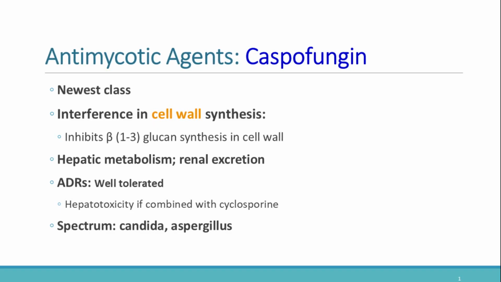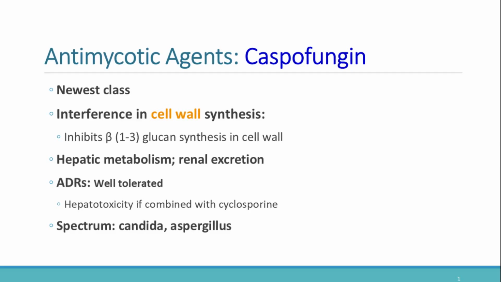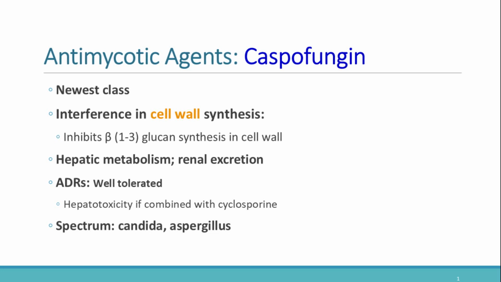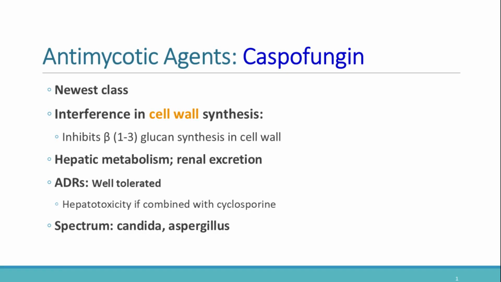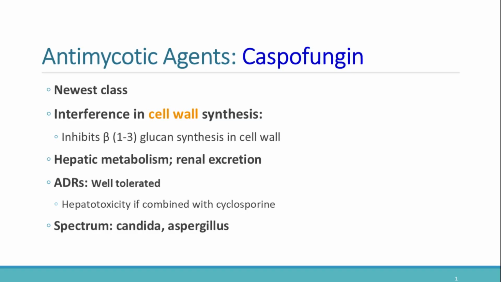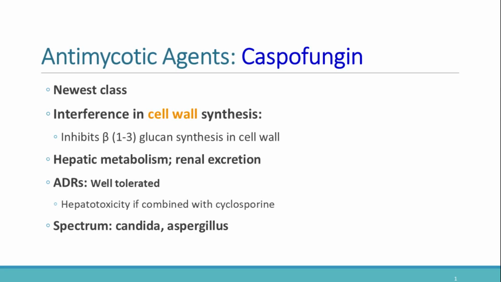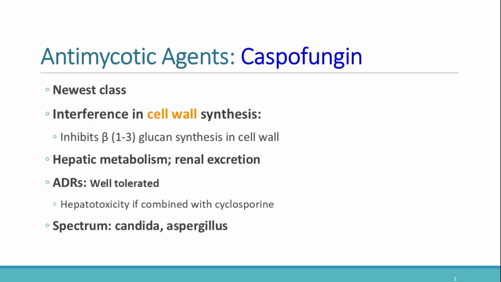So these antimycotic cell wall inhibitors will inhibit the beta-glucan synthesis in the cell wall, which is an important constituent of the fungal cell wall. Adverse effects are not very common, but it tends to induce hepatotoxicity, which gets worsened or multiplied if you couple this with another hepatotoxic or potentially hepatotoxic drug like cyclosporin. It is effective against candida infections as well as aspergillus, which is the strength. We don't have many drugs against aspergillus.